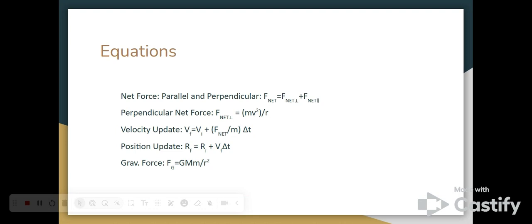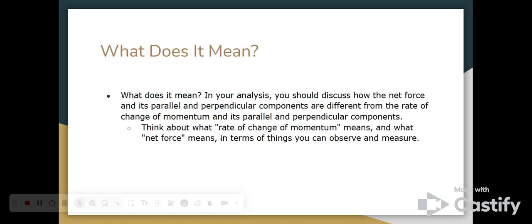The equations we use are simple. Net force in its parallel and perpendicular state, so F net is equal to F perpendicular plus F net parallel. The perpendicular net force itself has its own equation as mv squared over r. And then the velocity update formula, which we've seen before, as well as the position update formula. And here, since we're in deep space, we use the universal gravitational force, Fg equals the gravitational constant, mass 1, mass 2, all divided by the radius squared.